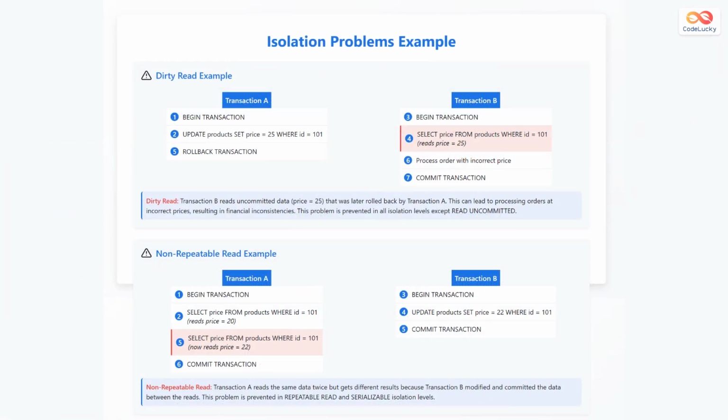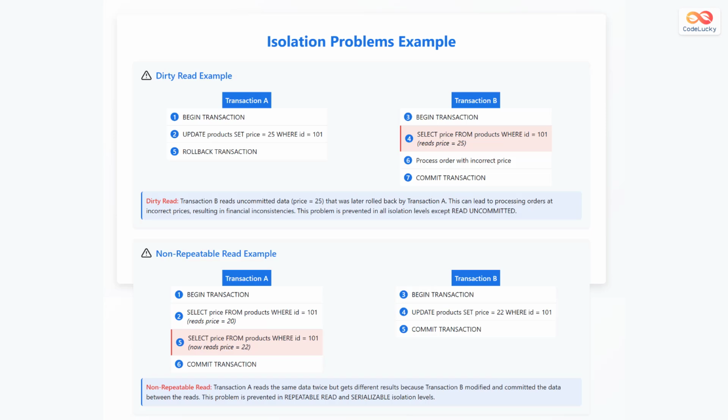Let's illustrate isolation problems with an example of a dirty read. In transaction A, we begin the transaction. Then we update the products table, setting the price to 25 where the ID is 101. Then we roll back the transaction.